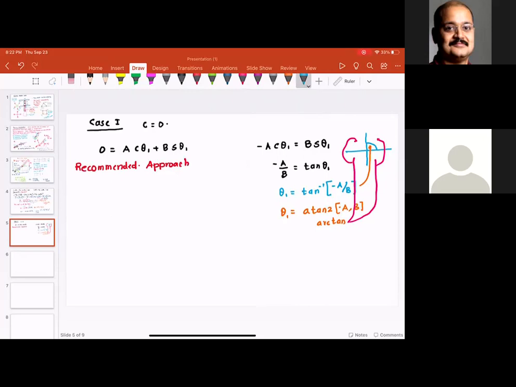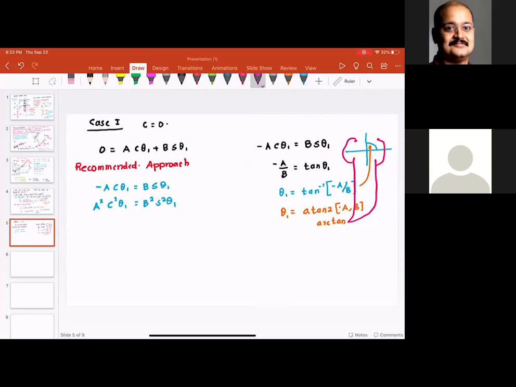So I write this equation something like this: minus a cosine theta 1 is equal to b sine theta 1. And what I do is I square both sides. So this becomes a square cosine square theta 1 is equal to b square sine square theta 1.